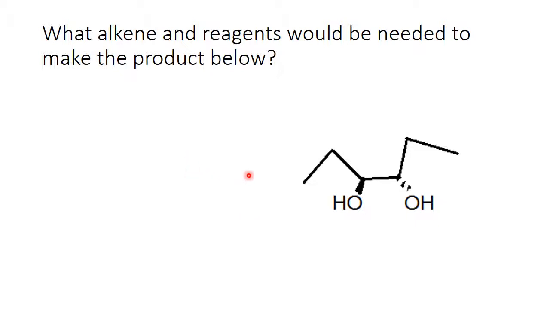What alkene and reagents would be needed to make this product? Okay, to make this product, you recognize that it was a diol and that it had to come from an alkene. Now, the reagents for the production of a diol is osmium oxide followed by sodium bisulfite. But the alkene, you have to think, these two have to be adjacent to each other.